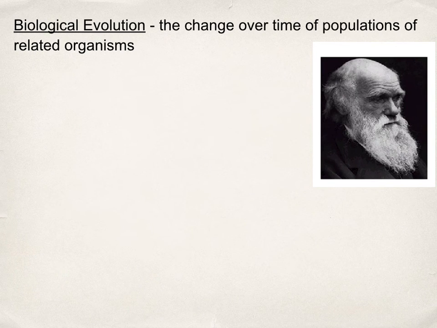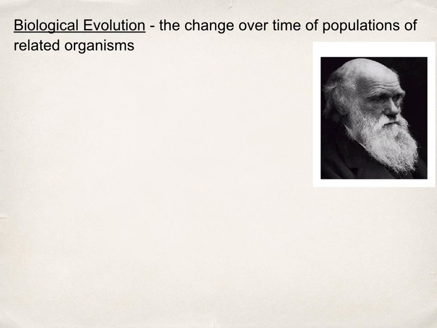All right, so this is Chapter 6, Lesson 2. And Chapter 6, Lesson 2 is going to talk about biological evolution. Biological evolution is the change over time of populations of related organisms. So we're looking at how things change over time.